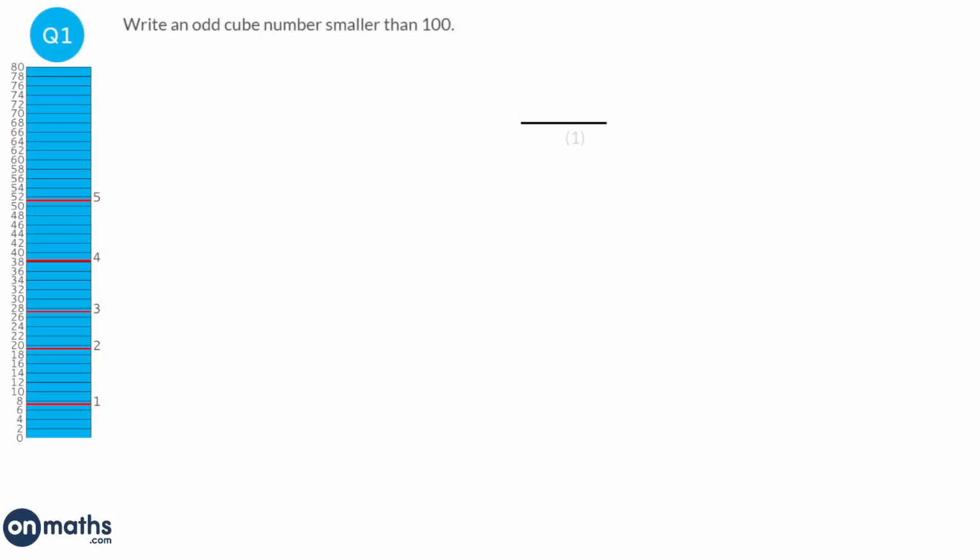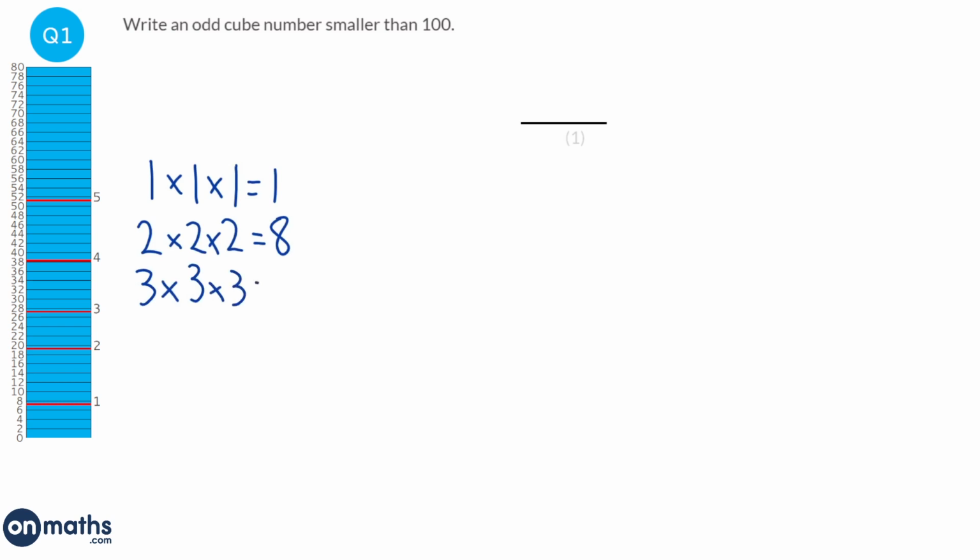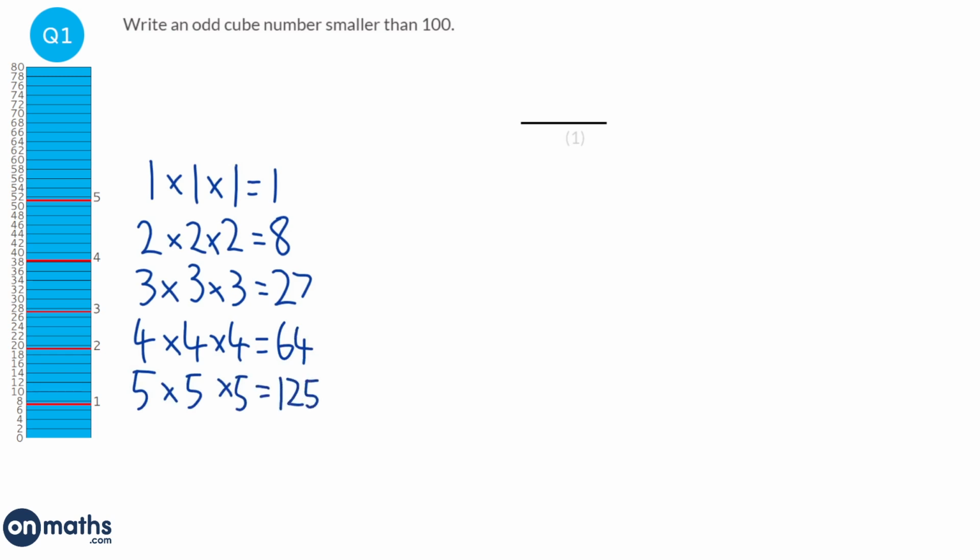So we need to first of all understand what a cube number is. A cube number is the answer when you take an integer or whole number and multiply it by itself three times. So 1 times 1 times 1 is 1, 2 times 2 times 2 is 8, 3 times 3 times 3 is 27, 4 times 4 times 4 is 64, and 5 times 5 times 5 is 125. So 1, 8, 27, 64, 125 are all cube numbers, and it goes on forever.